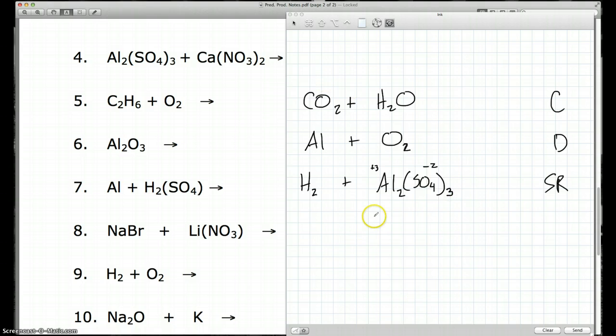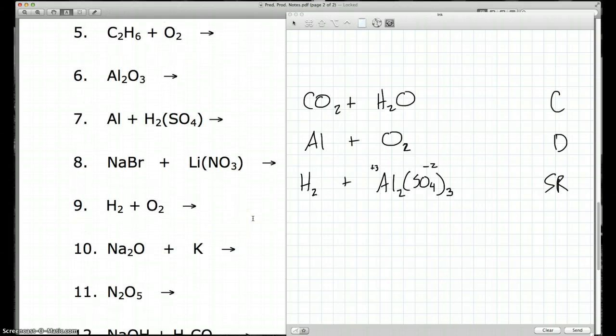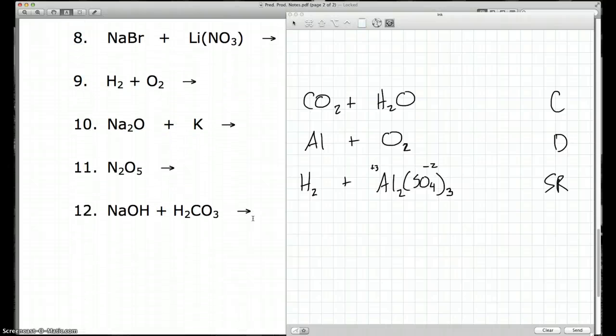So this reaction will occur because aluminum was cool enough to knock hydrogen out. Hydrogen's alone, H2 plus Al2(SO4)3. And you'd want to balance that. Again, I'm not going to balance it just for the sake of time here. I'm going to scroll down here and do the last batch.